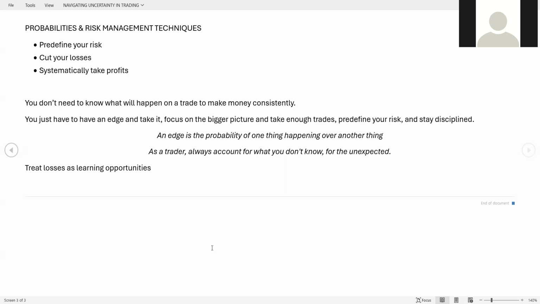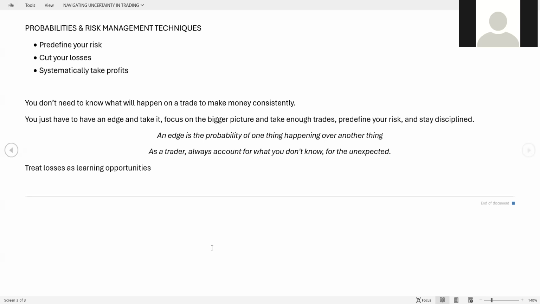Make sure you take enough trades. You must practice consistently and focus on the bigger picture, not just the outcome of a single trade. Right? You must predefine your risk and you must stay disciplined. See, if you do these four or five things, you will be fine. You will make money consistently. You are going to do that.